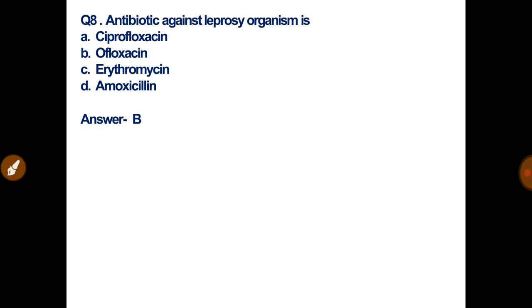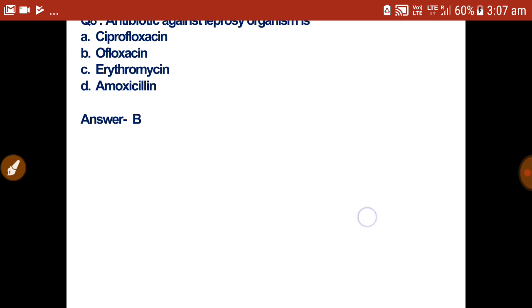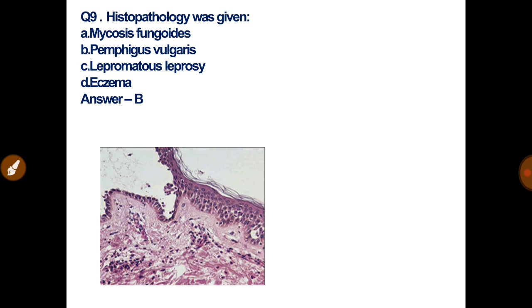Now antibiotic acting against the leprosy organism is, so ofloxacin is the answer because it is a second line drug for the leprosy. None other options are for leprosy. Okay, so answer becomes ofloxacin. Now if I ask you what are other second line drugs for the leprosy, it can be clarithromycin and minocycline. Moving to the other very common picture, histopathology is given.